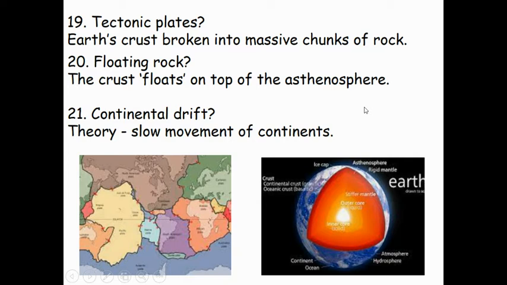All right, and continental drift is the idea, it's a theory, that the continents are slowly moving. That's what creates earthquakes. It's also what creates subduction zones and melting of crust and volcanoes.